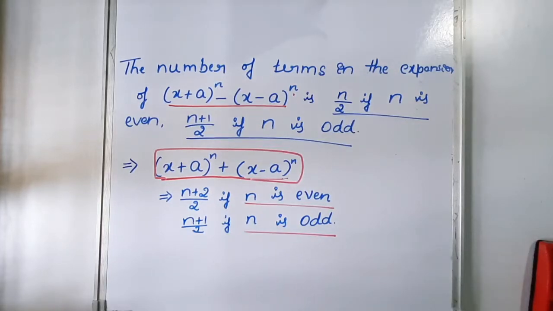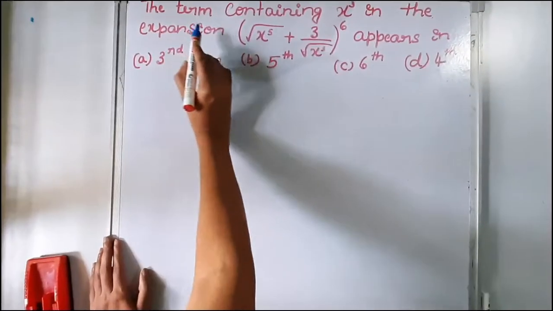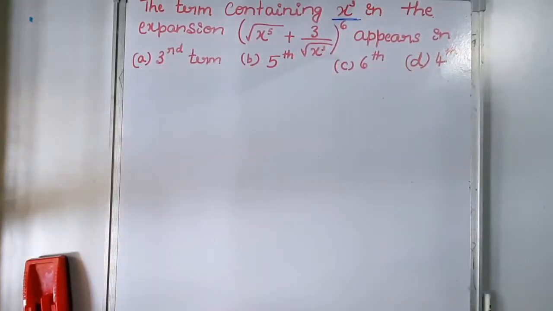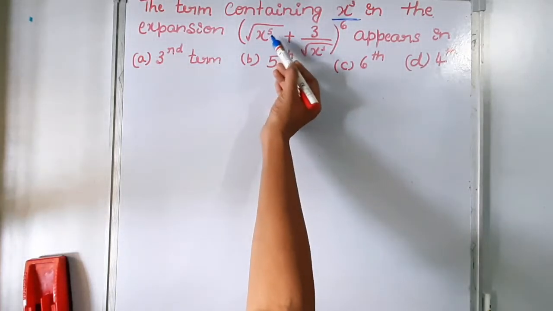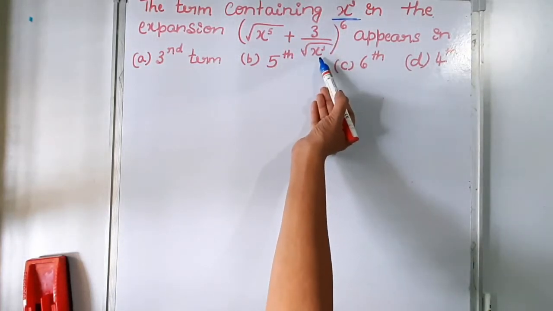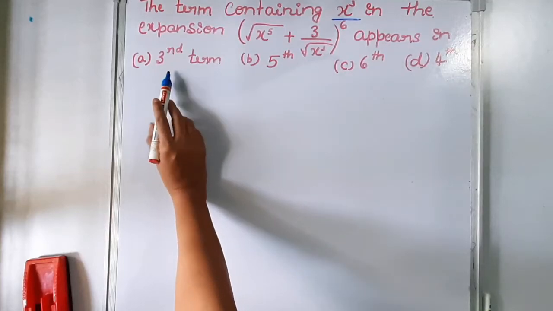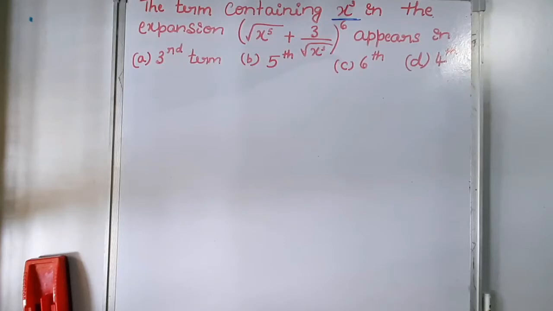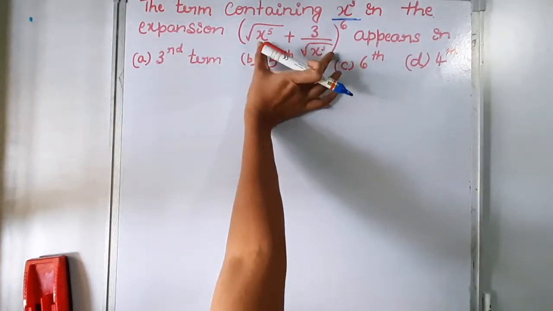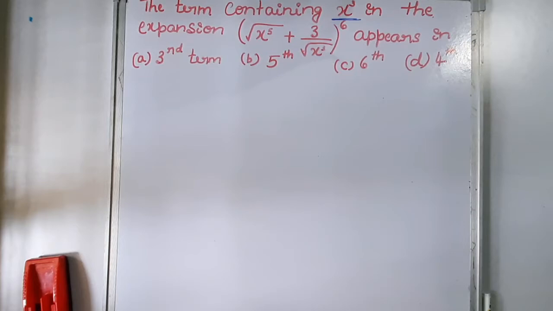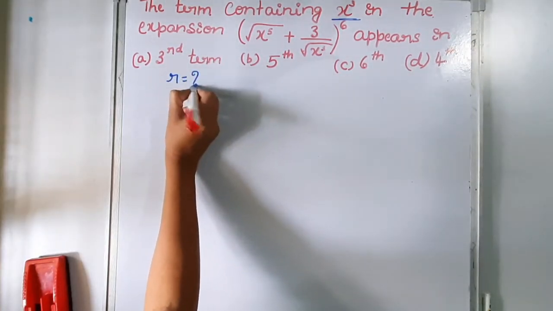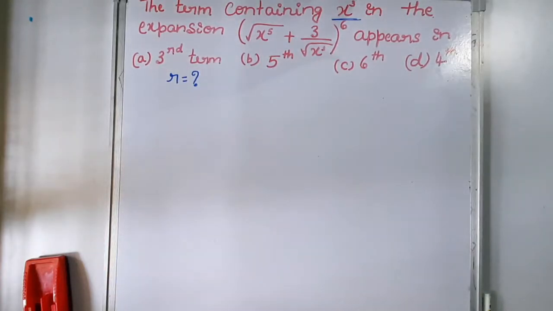Okay, now we'll solve MCQs. The term containing x cube in the expansion of (√x^5 + 3/√x^3)^6 appears in which term? Option A, third; fifth; sixth; or fourth term. First try to understand the question. The expansion is given, right? You are finding the term containing x cube. For that we need to find the value of r, right? If you get the value of r, then T(r+1) will give you the term.